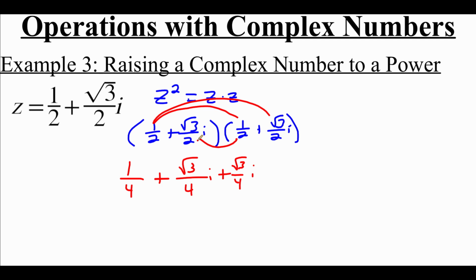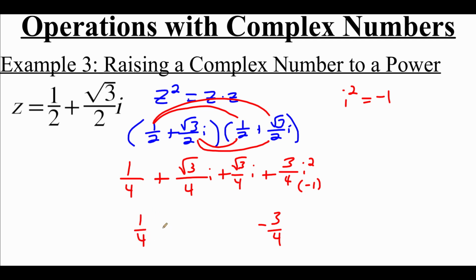And then lastly, we're going to have to take the root 3 over 2i times another root 3 over 2i. So root 3 times root 3 is just a plain 3. 2 times 2 is 4. And then i times i is i squared. But what we have to remember is that i squared is the same as negative 1. So this i squared on the end is just like having negative 1 in there. So taking 3/4 times negative 1 is really like having negative 3/4. We still have the 1/4 out in the front.